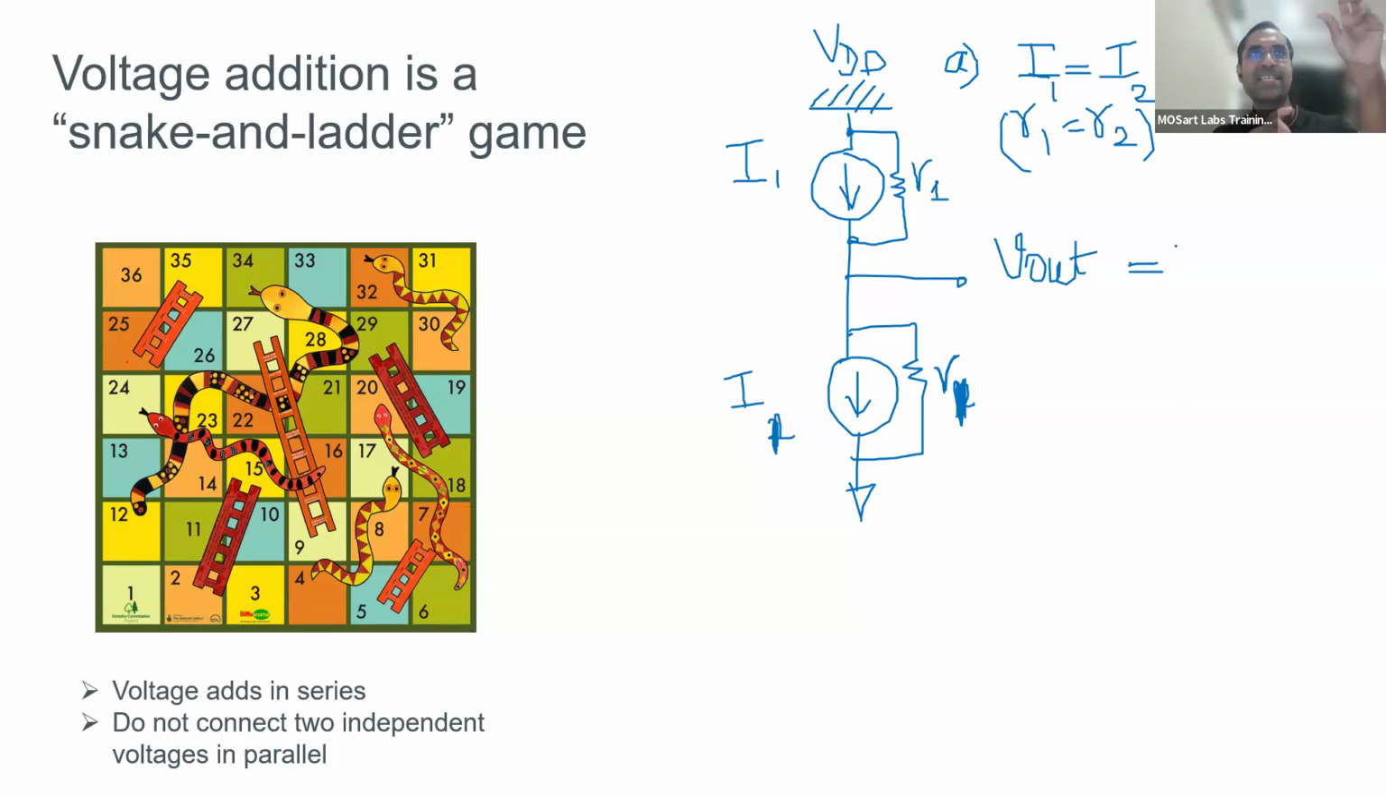Two things that are exactly the same from VDD to ground. I am asking about the midpoint. Oh, VDD by 2. VDD by 2. Sir, VDD by 2. I1 R1. Do you agree this will be VDD by 2?